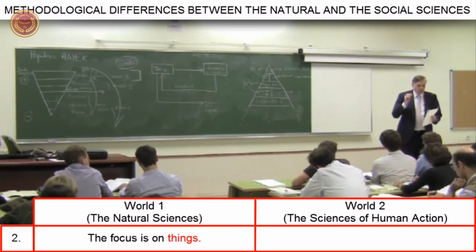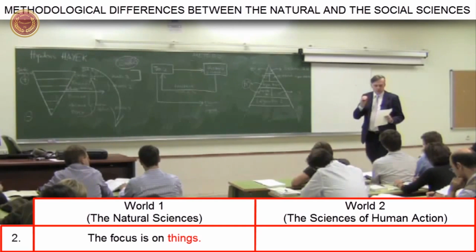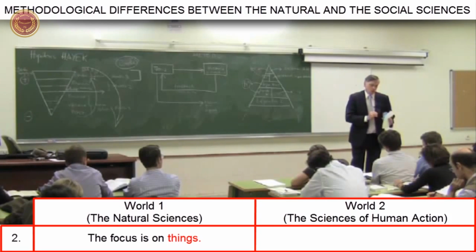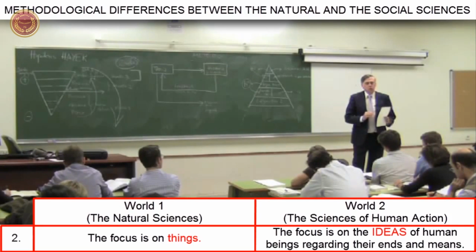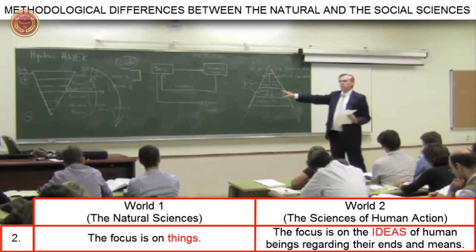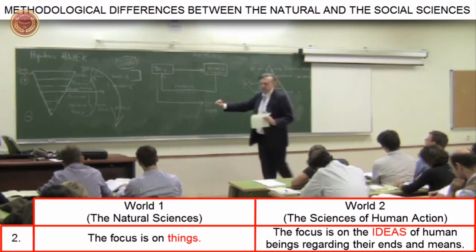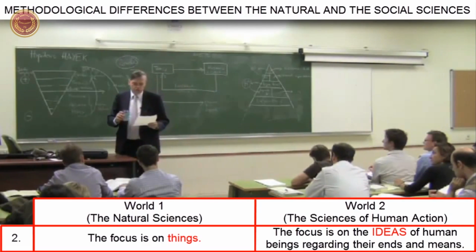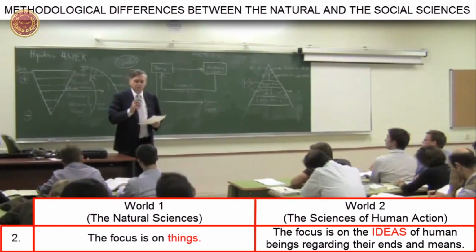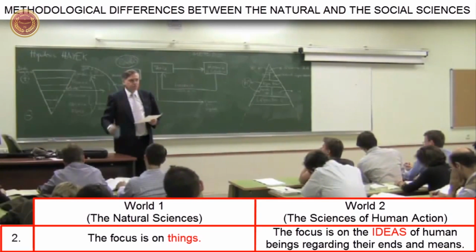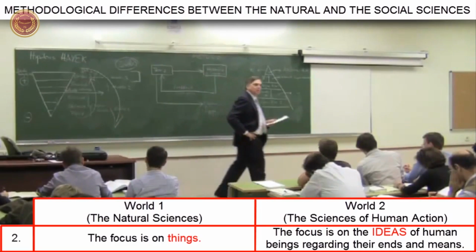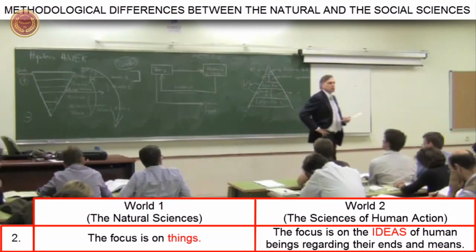Now, point number 2 from the other perspective. In the social sciences, things are not the object of research or study. In the social sciences, ideas, and here write ideas in capital letters and underline it, are the object of study. The ideas human beings have about their ends and means. This is the fundamental difference between the world of the natural sciences and the world of the social sciences.